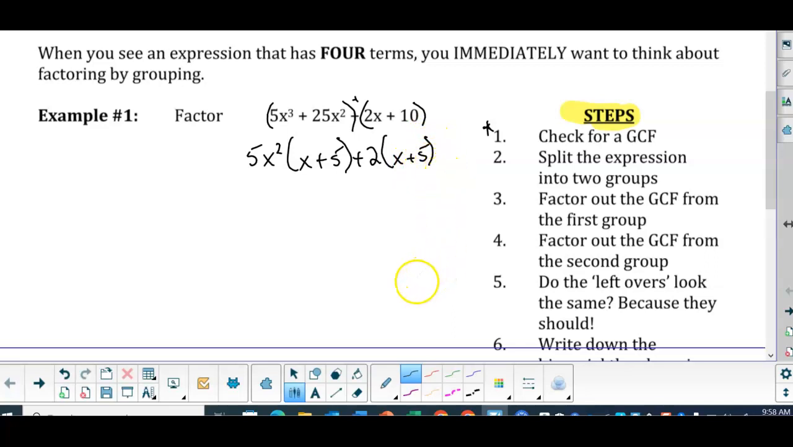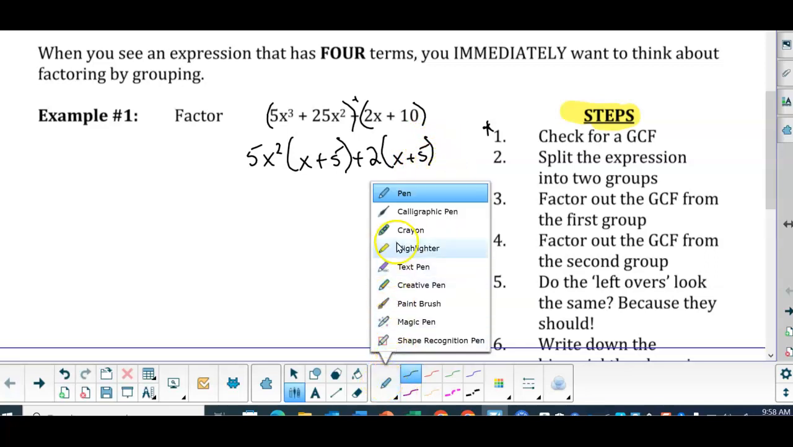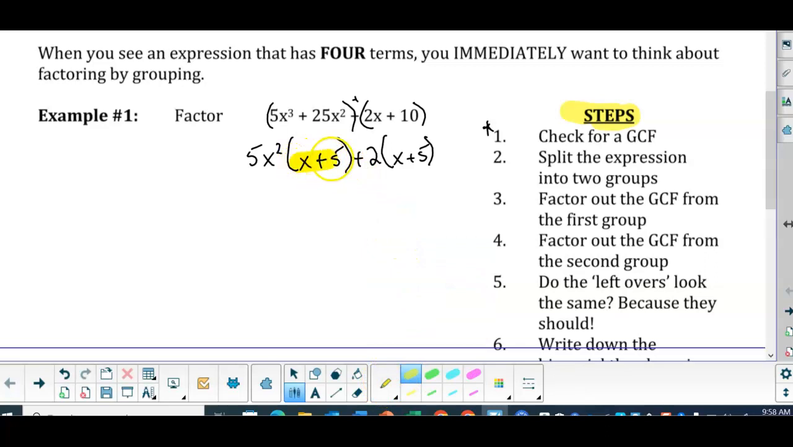So now if you look at this, you can see that the parentheses in each one are exactly the same. And really this is just 2 terms now if you look at it, because the parentheses group this together. And so we have 2 terms. So we're going to factor out the x plus 5. So the x plus 5 comes out in front because it's the same.